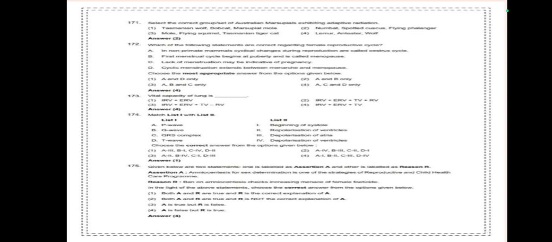Question number 175. Given below are two statements. One is labeled as assertion A and other is labeled as reason R. Assertion: amniocentesis for sex determination is one of the strategies of reproduction and child health care programs. Reason: ban on amniocentesis checks increasing menace of female foeticide. Answer is 4. A is false but R is true.